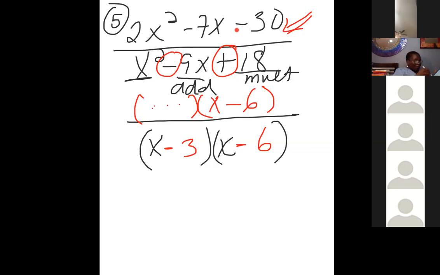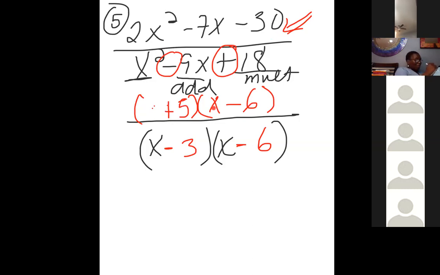The question you should be asking yourself is, what number multiplies by negative 6 to give you negative 30? Whatever this number is must go into the first parentheses. What would that number be, guys? Anybody? What number multiplies by negative 6 gives you a negative 30? Yes, Nicholas, positive 5.